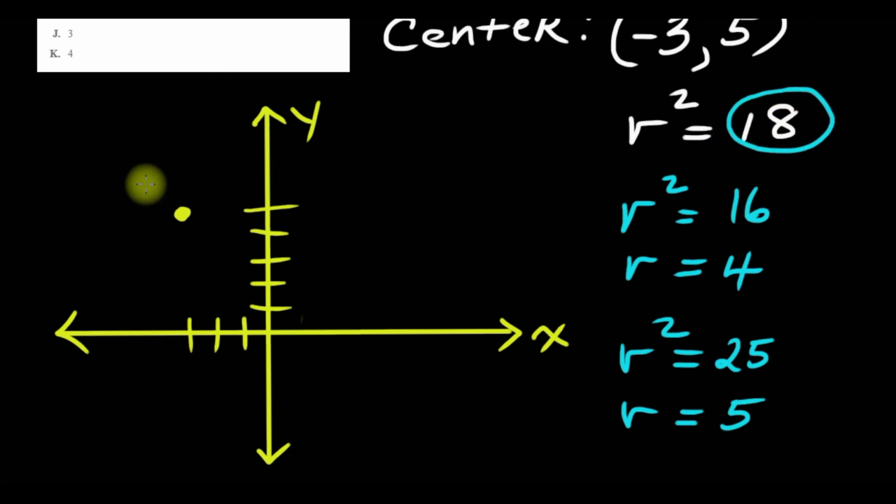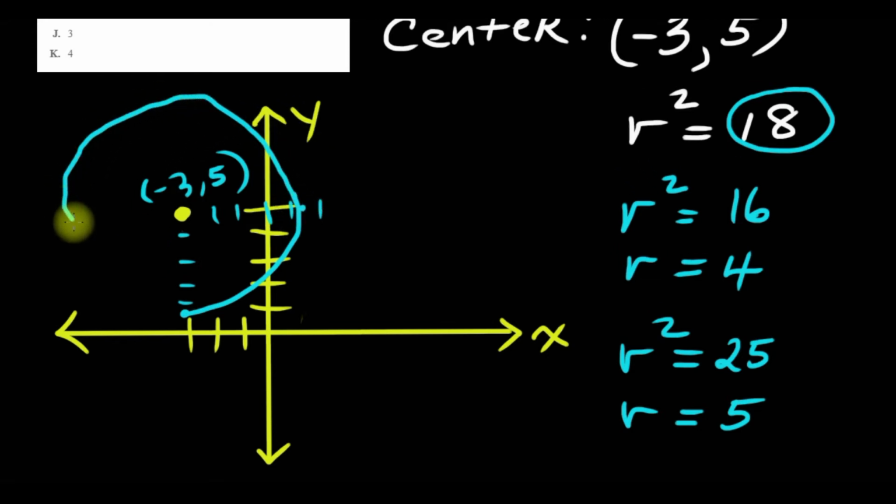18 is between 4 and 5. So here my center is at negative 3, 5. If I count down a little bit over 4, it'll be 1, 2, 3, 4. So it'll be right here. Okay, it's not going to get all the way to the x-axis because that would be 5. So here I can go 1, 2, 3, 4, right? And then 5, so it'll be over here. So my circle would be something like that, right?